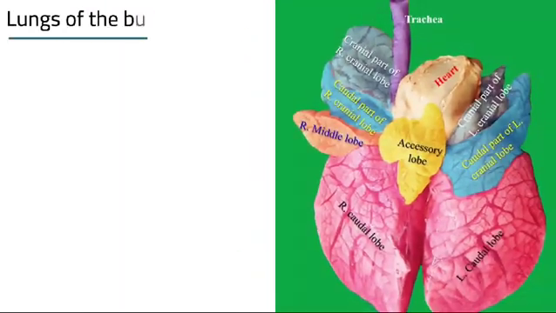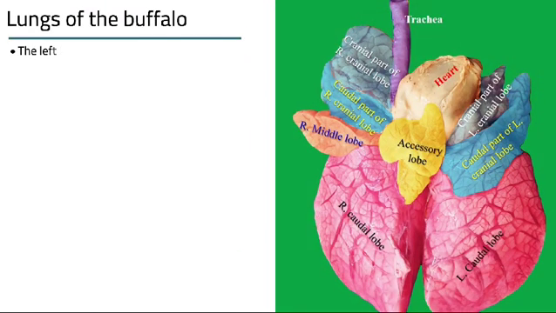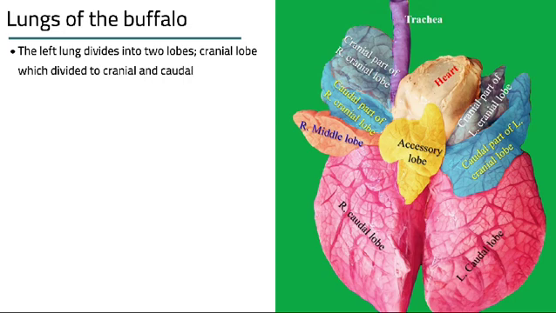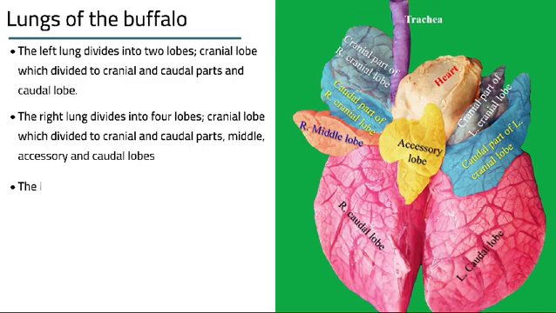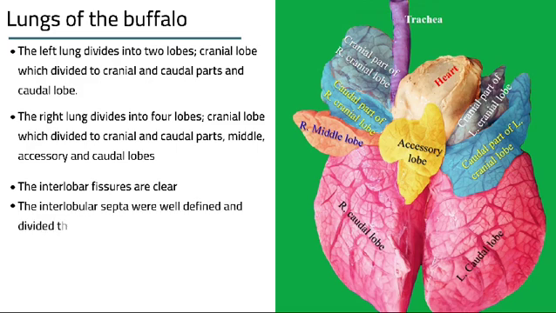Lungs of the buffalo. The left lung divides into 2 lobes, cranial lobe, which is divided into cranial and caudal parts, and caudal lobe. The right lung divides into 4 lobes, cranial lobe, which is divided into cranial and caudal parts, middle, accessory, and caudal lobes. The interlobar fissures are clear. The interlobular septa are well defined and divide the lung's lobes into distinct lobules.